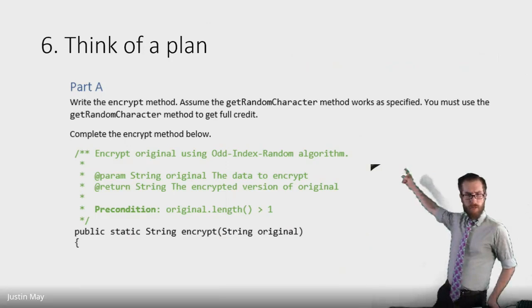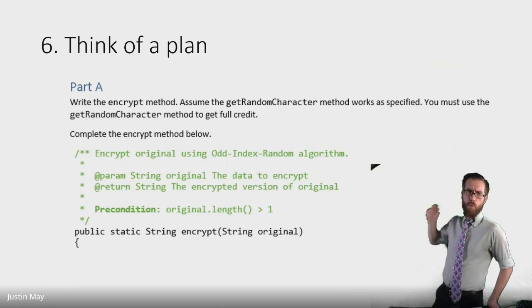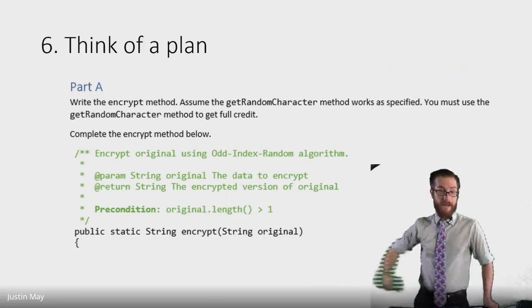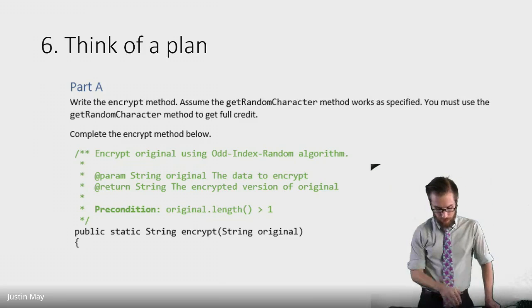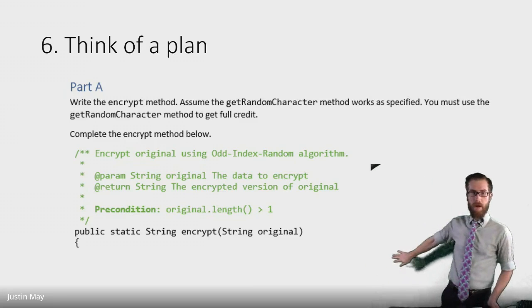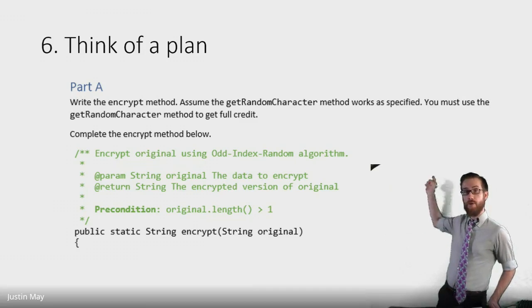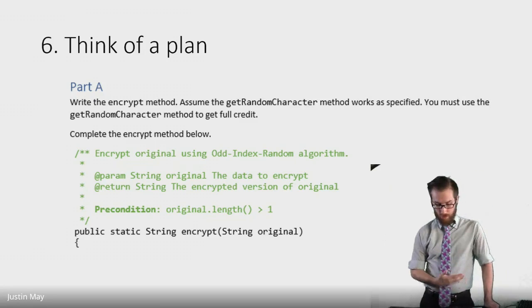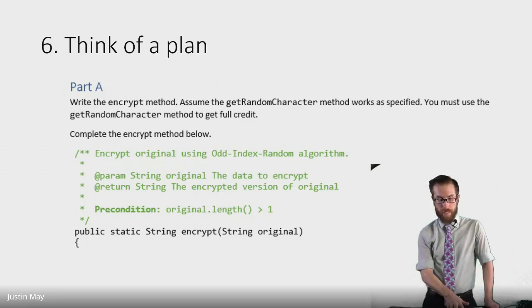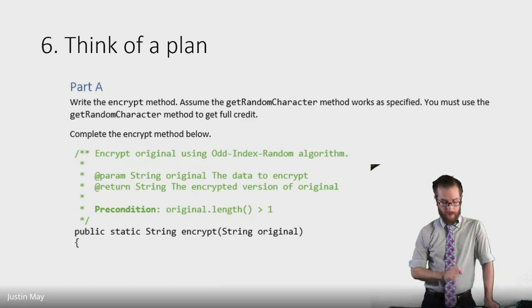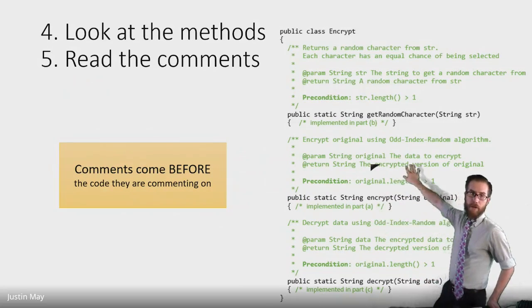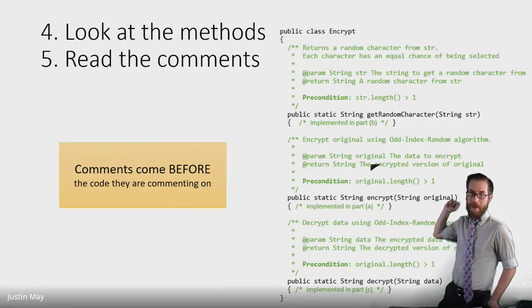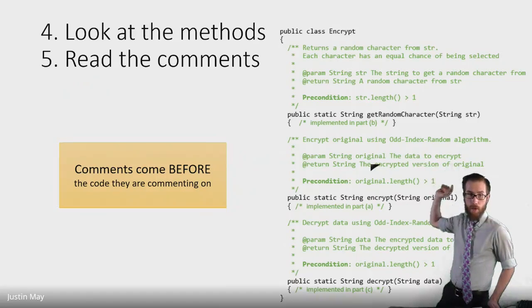Another thing that this question specifies up top is it says, assume the getRandomCharacter method works as specified. And you must use the getRandomCharacter method to get full credit. So that's giving us a pretty big hint, not only of how we can solve the problem, but something we must do. And if we don't do that, we will get fewer points for the problem. You actually won't get full credit if you solve it in a different way that doesn't use the getRandomCharacter method. So I'm going to go back real quick, because in order to write encrypt, we have to understand what the getRandomCharacter method does. So I'm going to read the comment for that, which is the first comment, right?